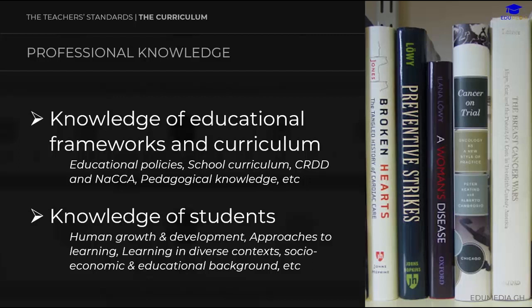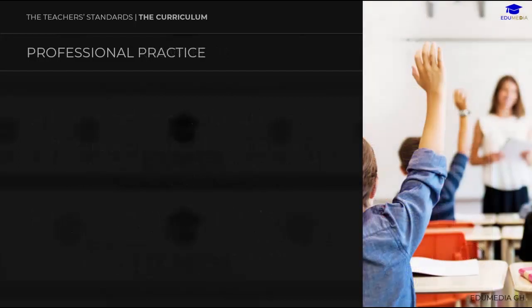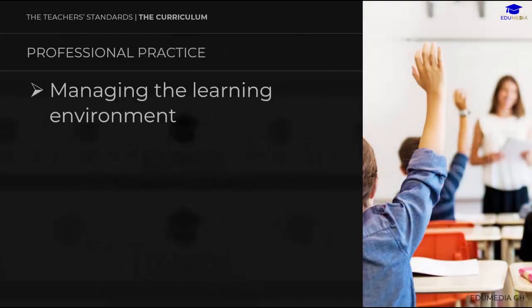Then you also look at how children learn in diverse contexts, how to plan teaching and learning, taking into consideration the student's cultural, linguistic, socio-economic, and then educational background. These are the topics that you need to look for under this particular category. The third and the final category is the professional practice. The subdivisions here, we have managing the learning environment.